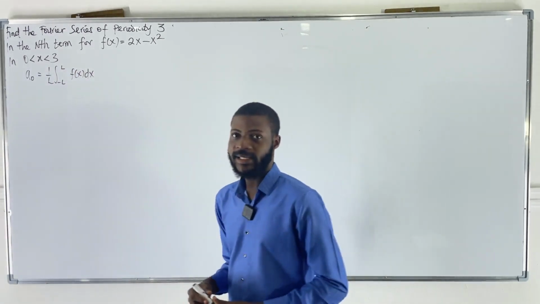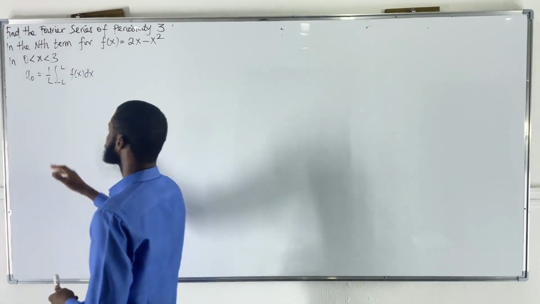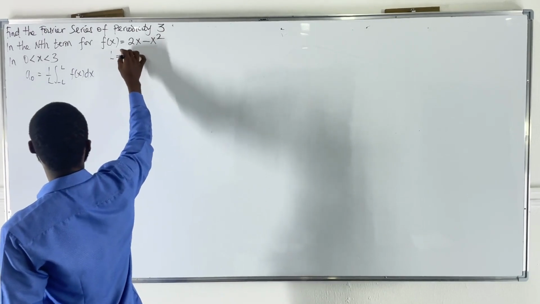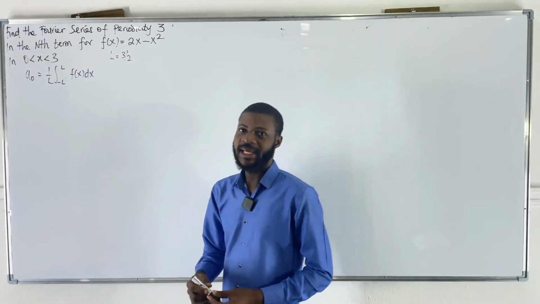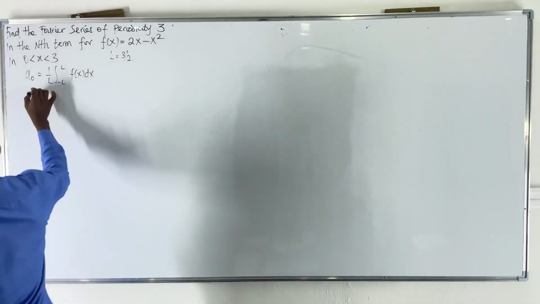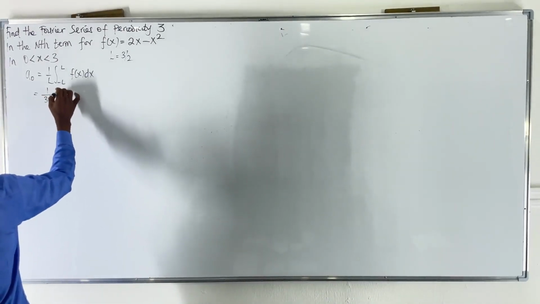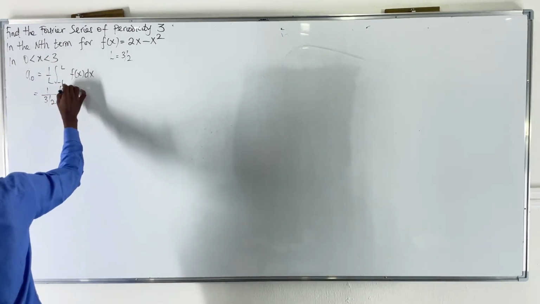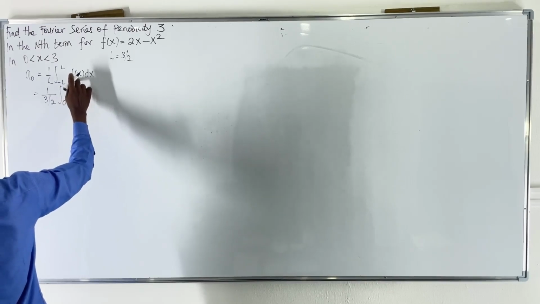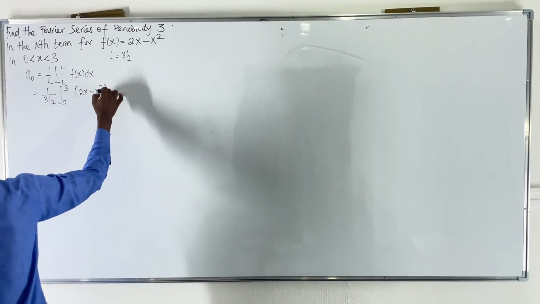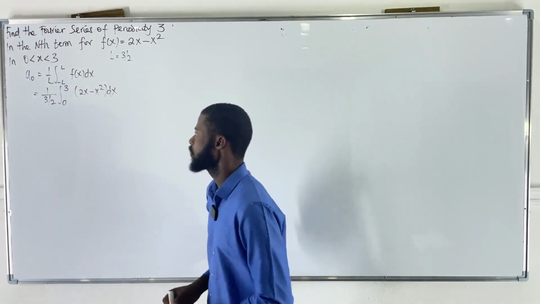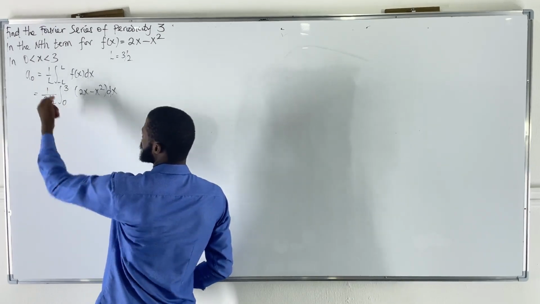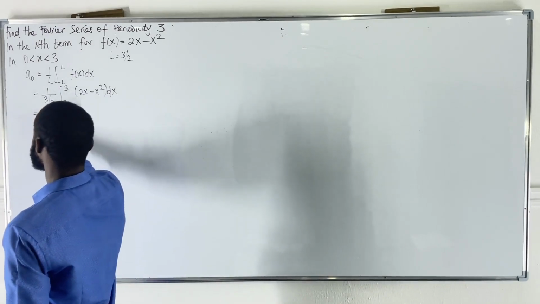If you notice, L is half the period. Now, since the period is 3, that means L is 3 over 2. So this will be equal to 1 over 3 over 2, integral from, our interval is 0 to 3, then f of x is 2x minus x squared dx. Now, if you take the reciprocal of this, 3 over 2 will become 2 over 3. You flip the fraction.